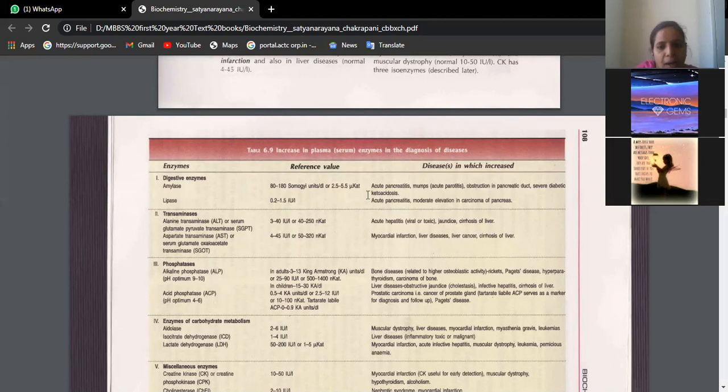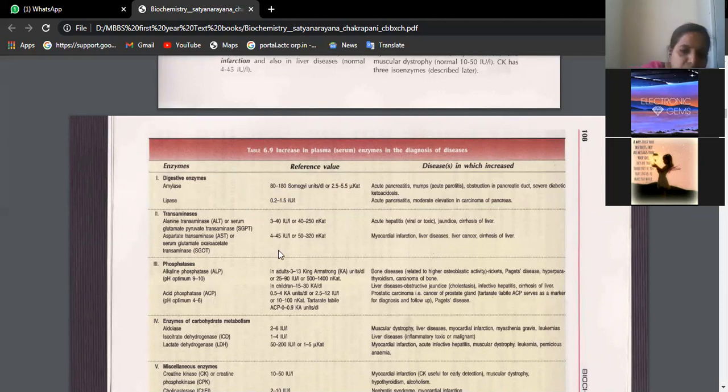In case of acute pancreatitis, mumps, obstruction in the pancreatic duct and diabetic ketoacidosis, we will check the enzymes amylase and lipase. These levels will be listed. Of course, many disorders are there in which only these parameters are increased, so we have to further confirm with the other advanced techniques that we have.